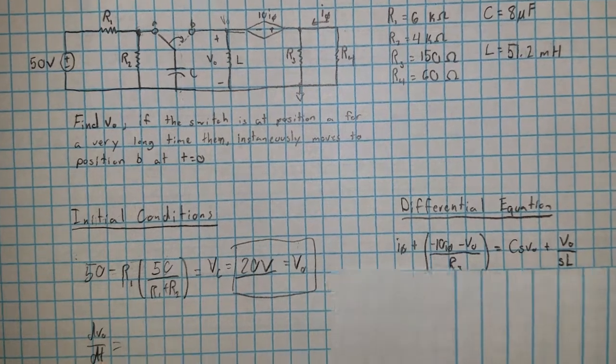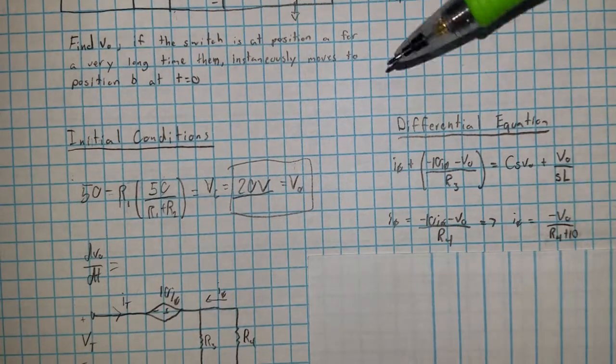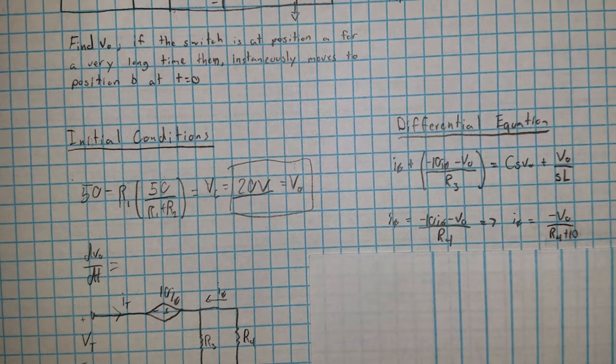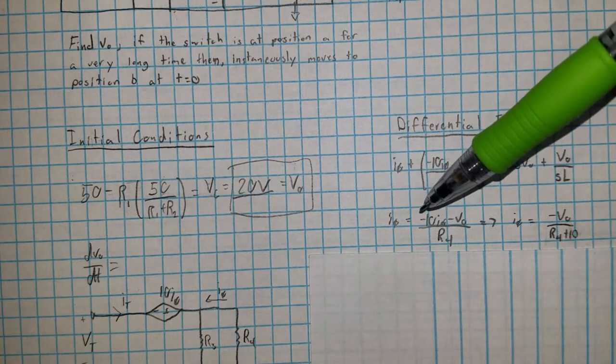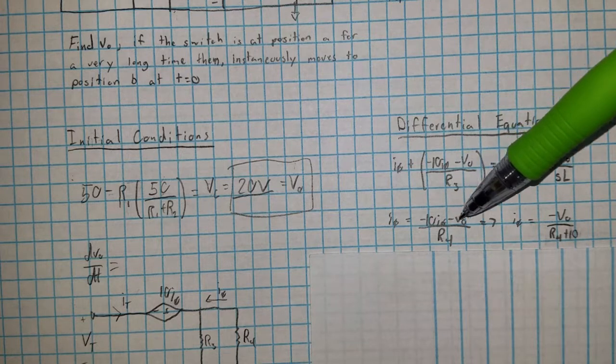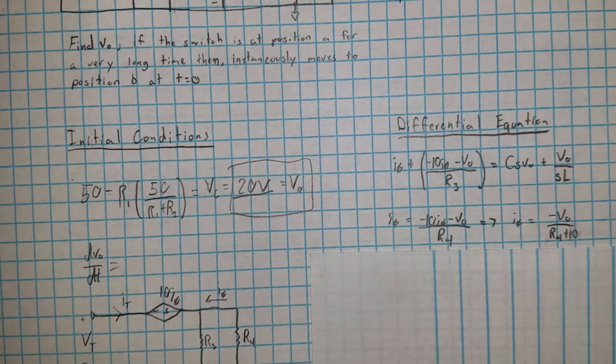We want to get rid of this I phi term, so we can say that I phi is equal to minus 10 I phi minus V naught over R4. Do some simple algebra and get I phi in terms of V naught, R4 and a constant.